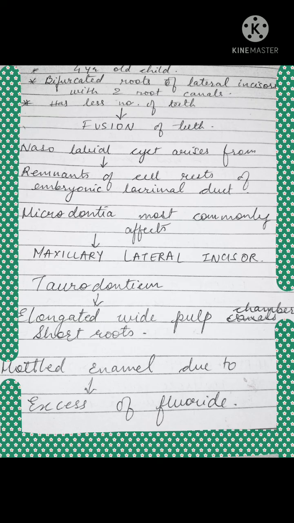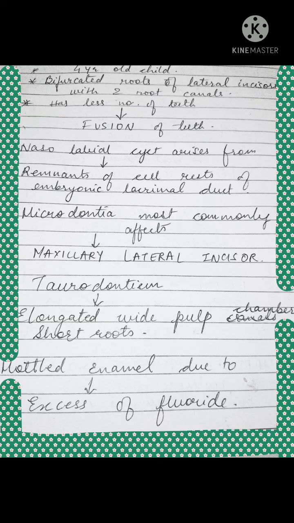All right, so the next question is taurodontism. What is taurodontism? Taurodontism is an elongated wide pulp chamber of tooth and short roots. Okay, so when you see the X-ray, you will see that the pulp chamber is quite long, and the tooth, if you compare, is shorter than normal. The root size will be shorter. Okay, the roots will be shorter and the pulp chamber will be longer. That is taurodontism.